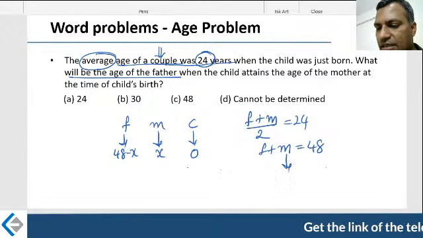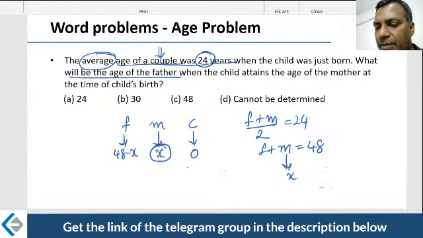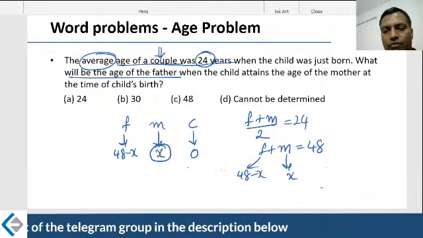Out of 48, I said that the mother's age is x. Then the remaining is the father's age. Out of 48, if x is the mother's age, then 48 minus x is going to be the father's age. So there we are, 48 minus x.